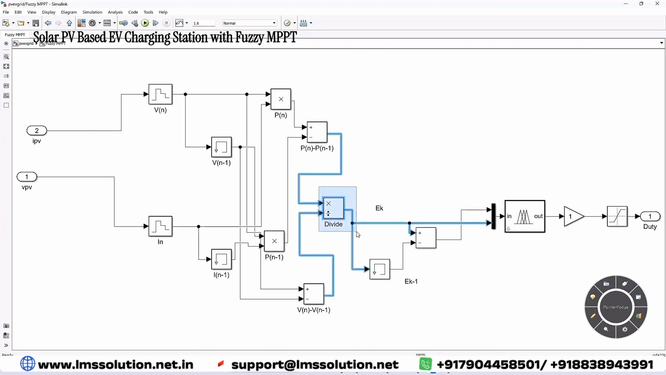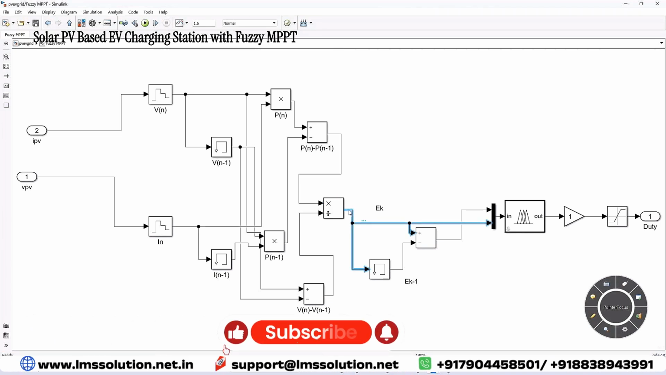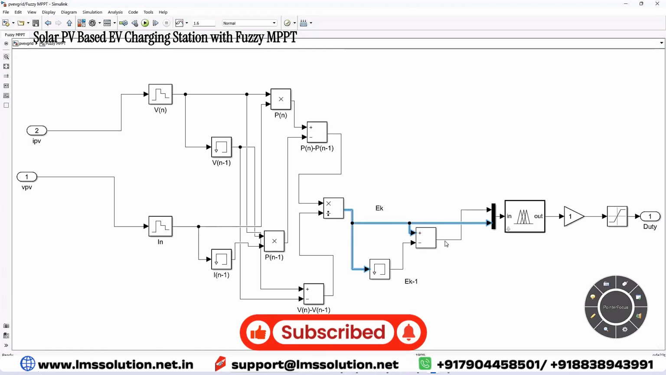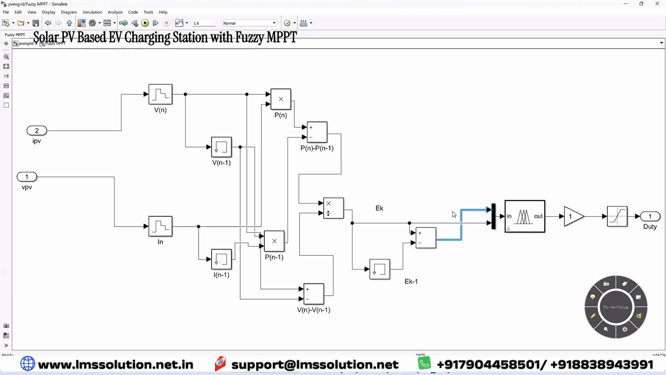Then you have to divide P of n minus P of n minus 1 by V of n minus V of n minus 1. This is nothing but the slope error. And then for the slope error, we are going to calculate a change in slope error. The change in slope error is going to be the input for the fuzzy, and the output of the fuzzy will be the duty cycle.